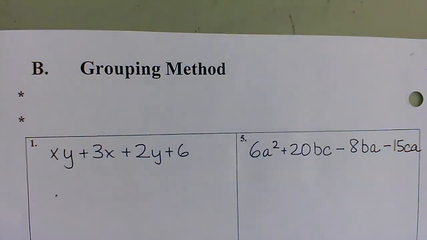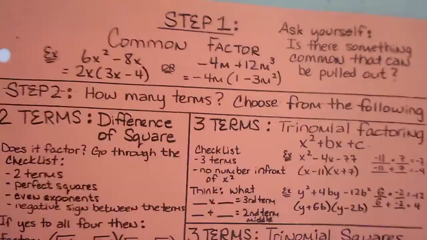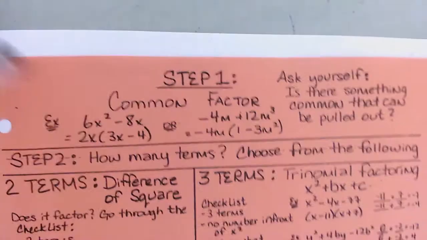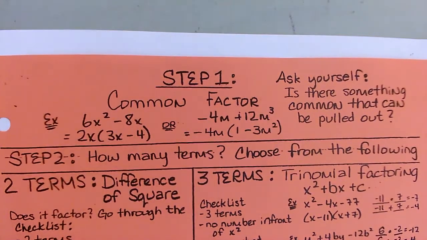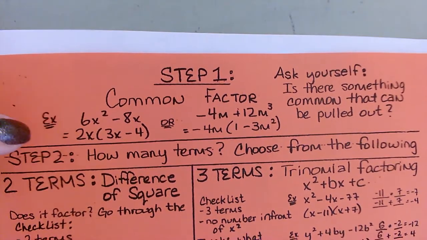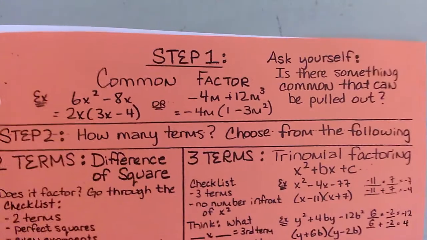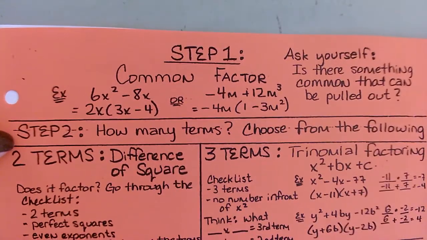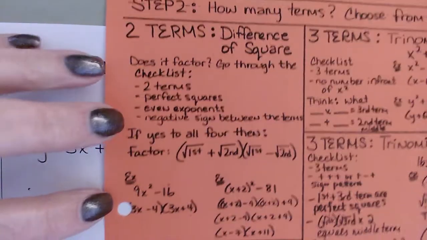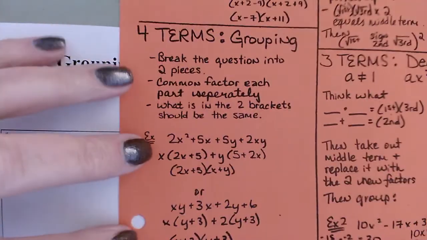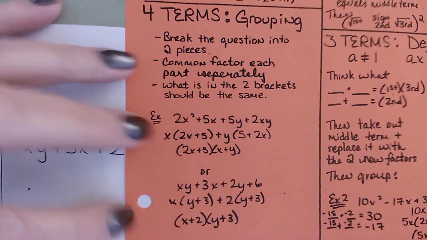I also ended up giving you this orange sheet. Step number 1, ask yourself, is there something common that can be pulled out? And I give some examples of it. Then after that, step 2, how many terms does it have? You're going to choose from the following. We're going to talk about difference of squares one day. Today we're going to do this one down here in the corner, grouping.